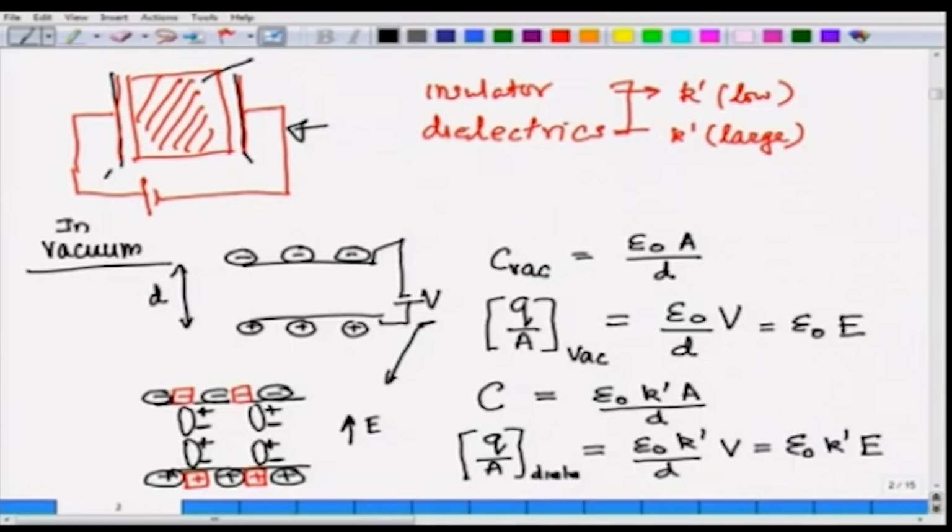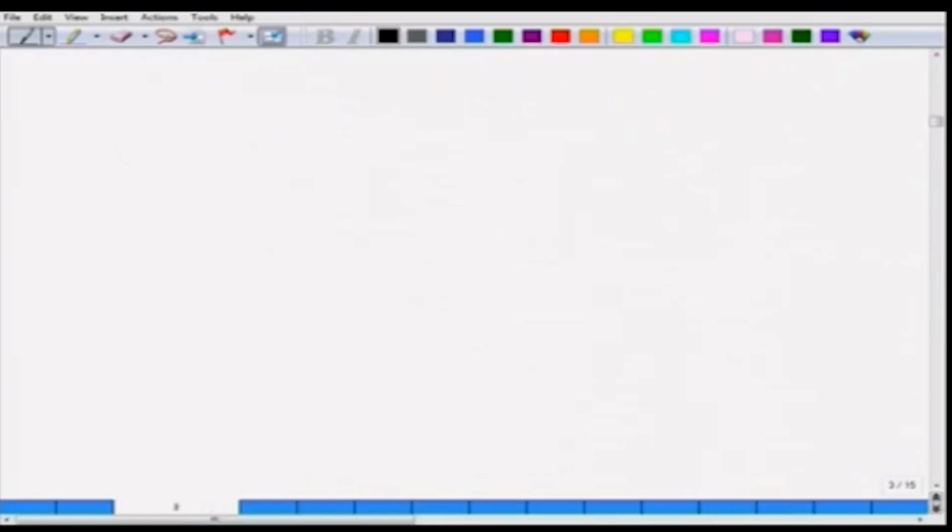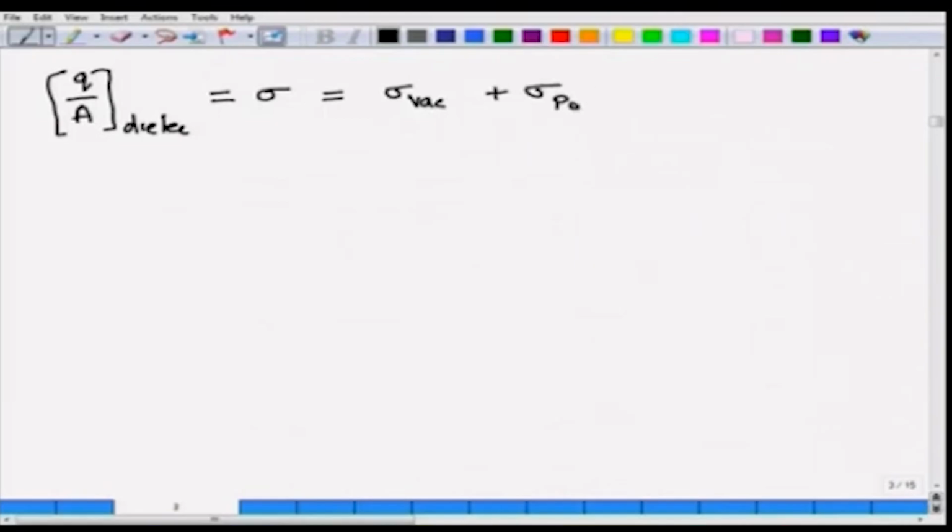And now let us see what the total charge is. In this case, this Q by A for the dielectric is the surface charge. That is the total charge on the surface, or charge density, charge per unit area. We are going to indicate it by sigma, and this sigma we are going to split in two parts. One as sigma vacuum plus sigma polarization. I use the color again differently. This was the red color charge.